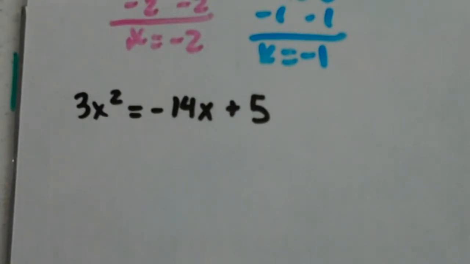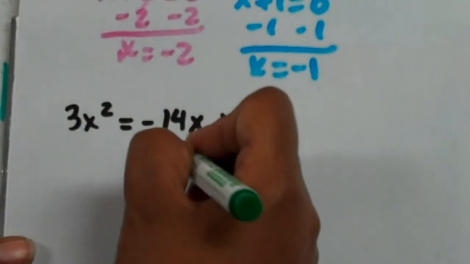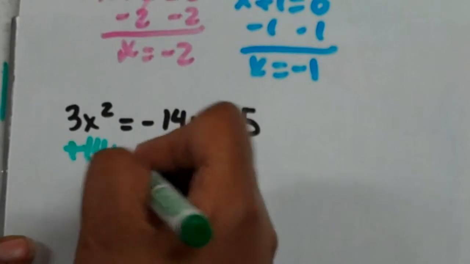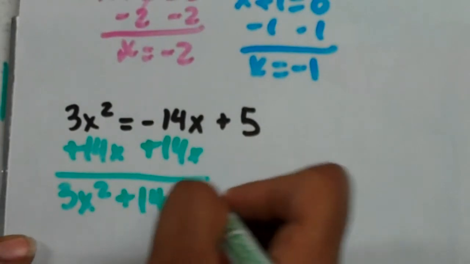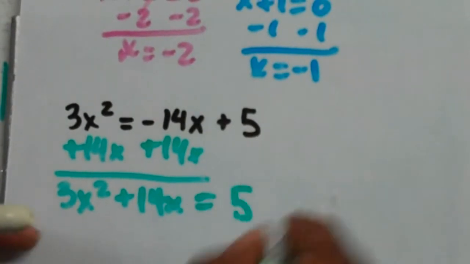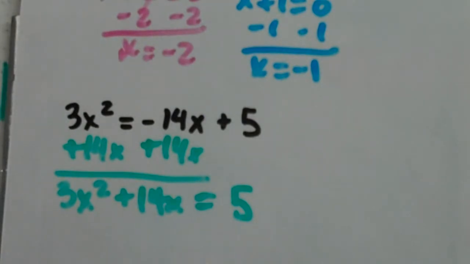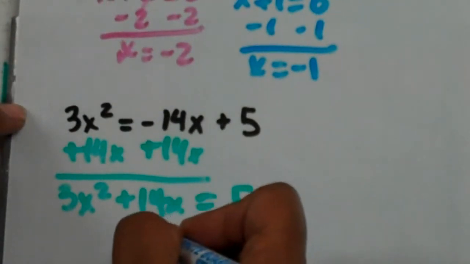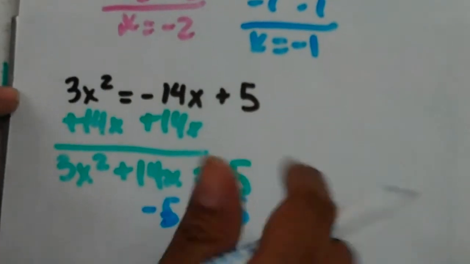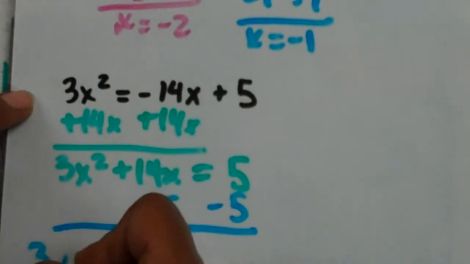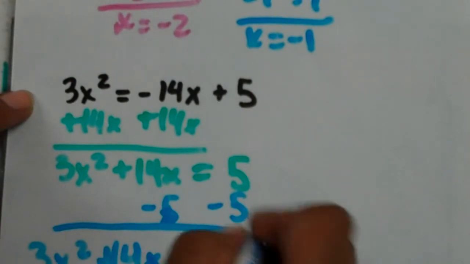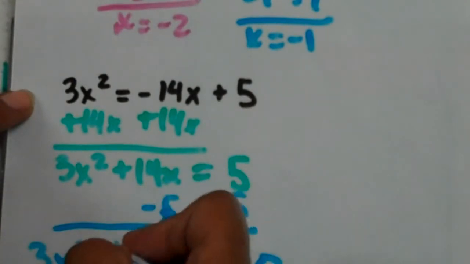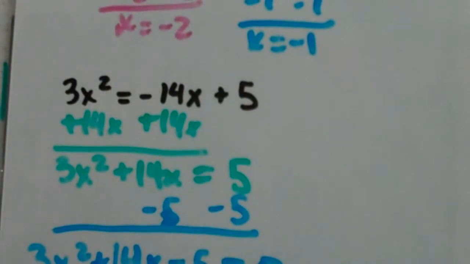So let's do that. Let's add 14x to both sides. We get 3x squared plus 14x is equal to 5. And now let's subtract 5 from both sides. So we subtract 5 from here, subtract 5 from here. And we have 3x squared plus 14x minus 5 is equal to 0. Now we have an equation that can be solved.